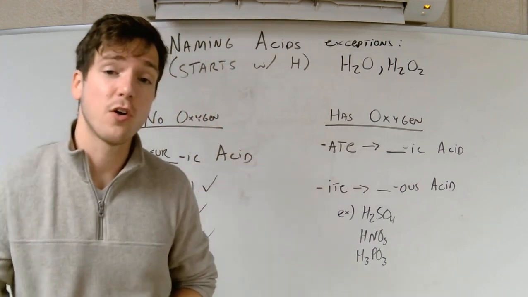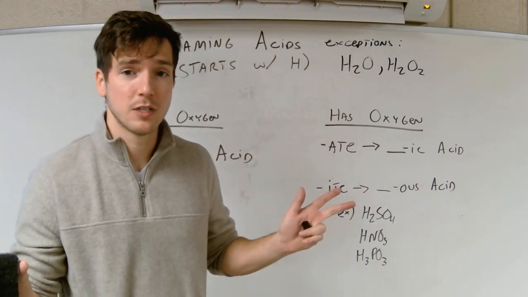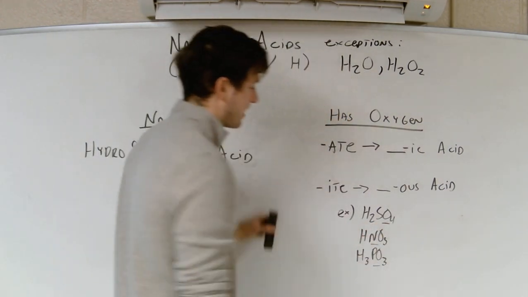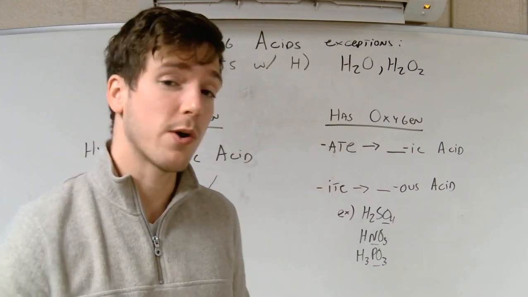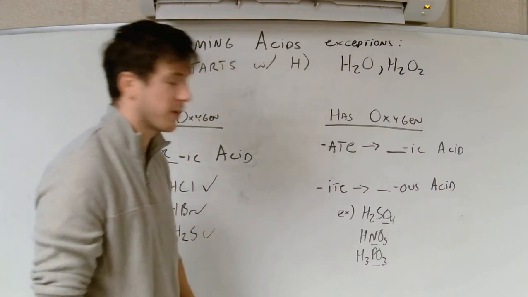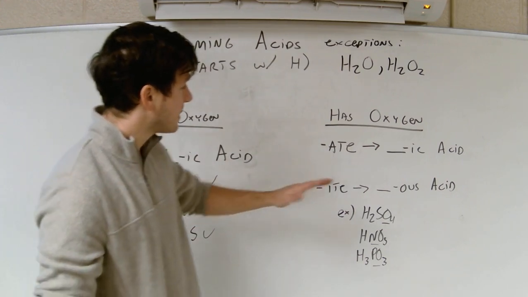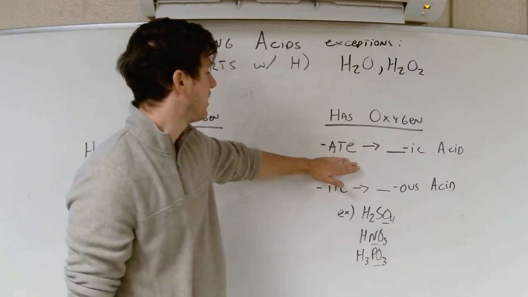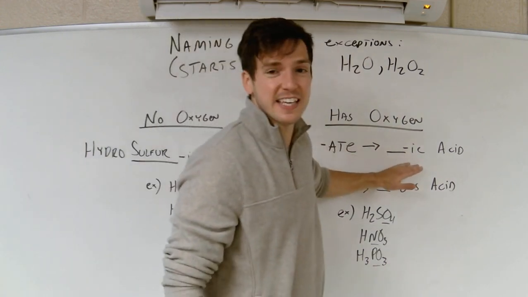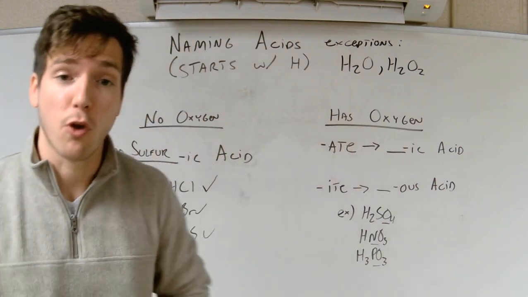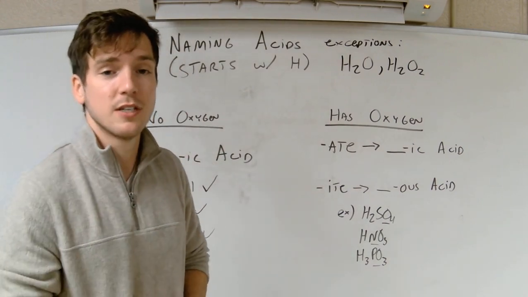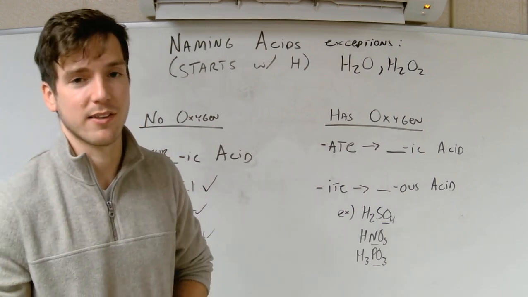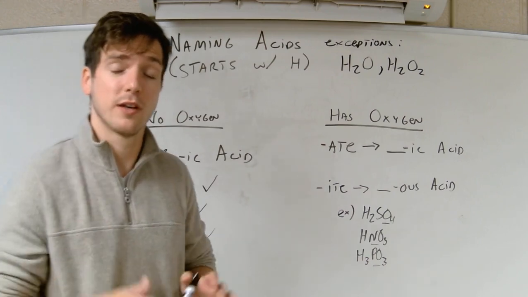Has oxygen. So if it has oxygen, there's no hydro, okay? We are just focusing on the polyatomic ion that is attached to the hydrogen. So we're going to be focusing on SO4, NO3, and PO3 for these examples. If the polyatomic ion ends in ate, such as sulfate, nitrate, phosphate, we're going to change that ending to ic and just put acid on the end. So sulfate becomes sulfuric acid, nitrate becomes nitric acid, phosphate becomes phosphoric acid. Okay, chlorate, chloric acid, and so on and so forth.